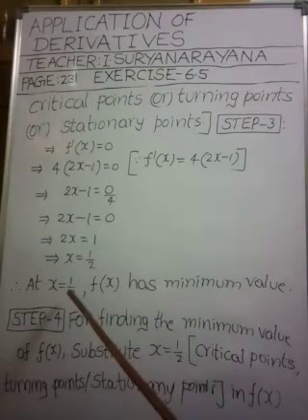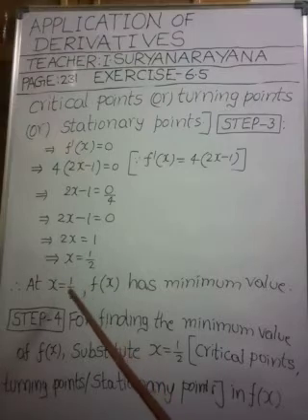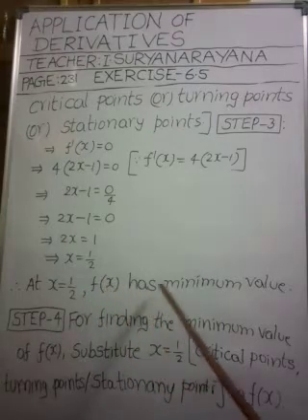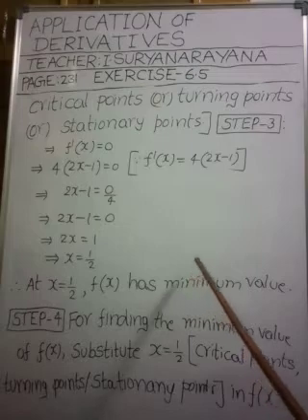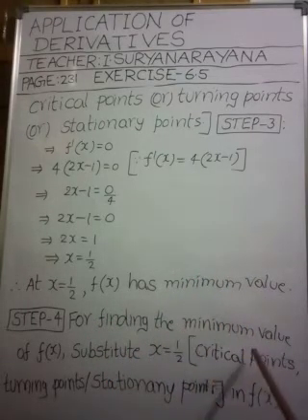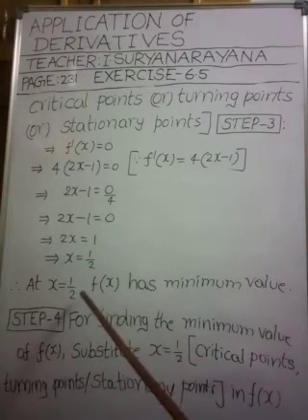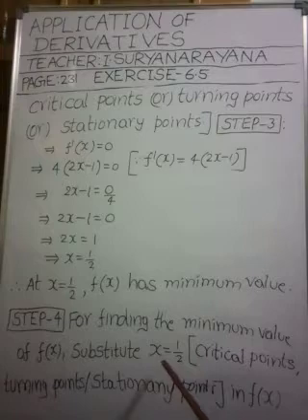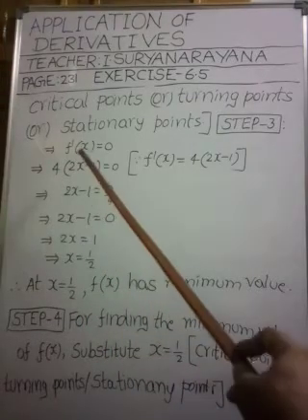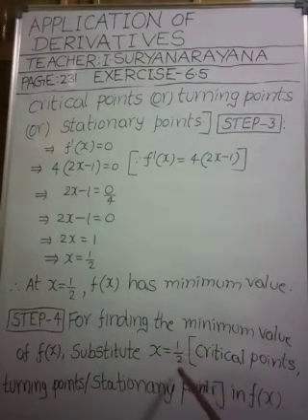Sometimes we get more than one value for x. So at those values we can say that f of x has minimum value. Now step 4. For finding the minimum value of f of x, we have to substitute this critical point. Whatever values we got by solving f dash of x is equal to 0, we got only one value, x is equal to 1 by 2.